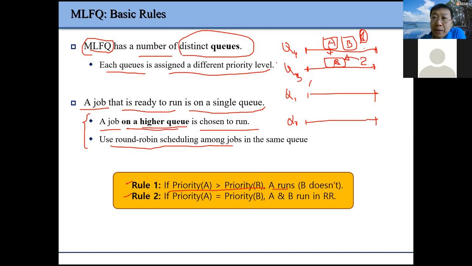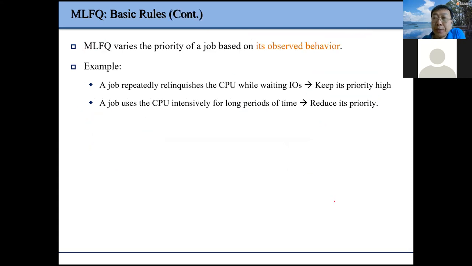That means every time we need to do rescheduling, we want to find the task with the highest priority, which is in the higher queue. Then rule two: if priority A and priority B are equal, then A and B will be run in round robin manner. So basically, we also optimize the response time.